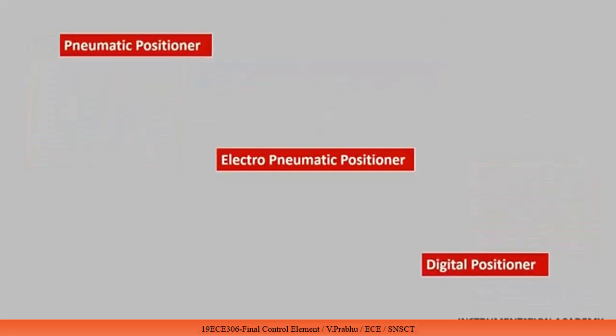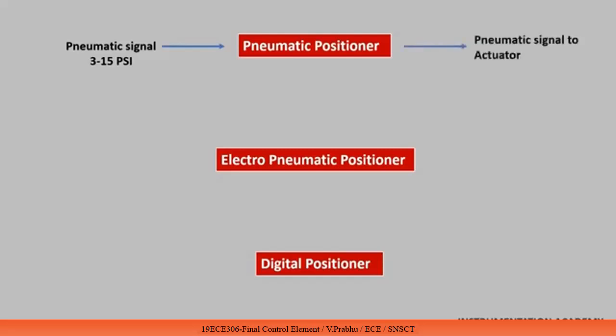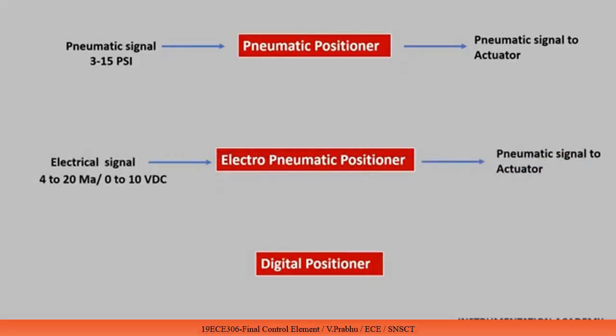Pneumatic positioner. A pneumatic positioner receives a pneumatic signal, that means air signal, typically of 3 to 15 psi from a controller like PLC. It then sends a corresponding output pneumatic signal to a pneumatic valve actuator. Electro-pneumatic positioner receives an electric signal, typically 4 to 20 milliamperes or 0 to 10 VDC from a controller, and it then sends a corresponding output pneumatic signal to a pneumatic valve actuator. It uses an I2P converter, the working of which we have already discussed in a previous video. Link of that video is in the description.